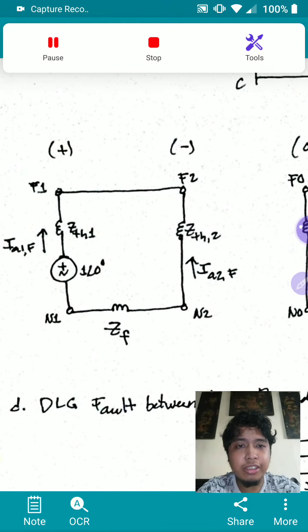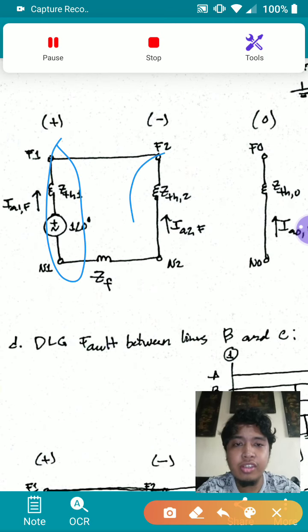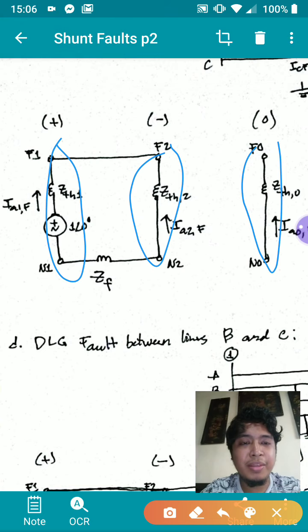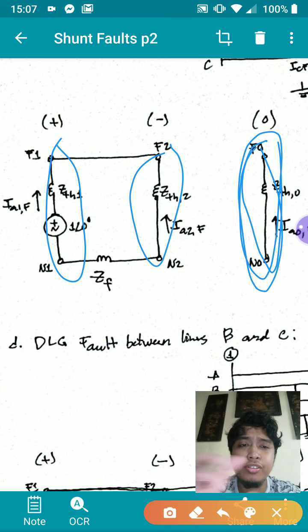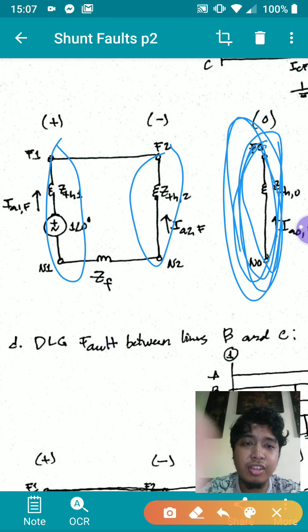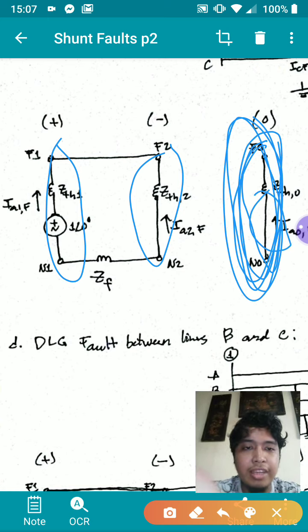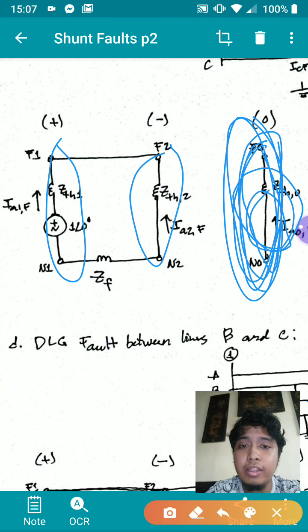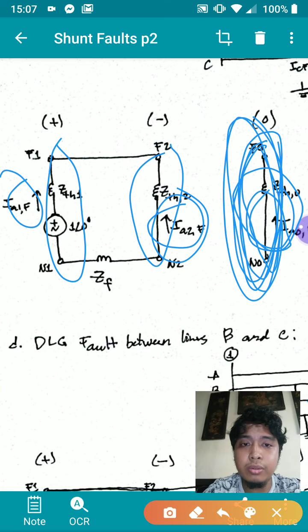So the diagram for that fault is you have the three sequence networks here, and basically your zero sequence network is not connected to the positive and negative networks. That's why your IA0 is basically 0. That's the value of IA0. And your IA1 is basically negative of IA2.